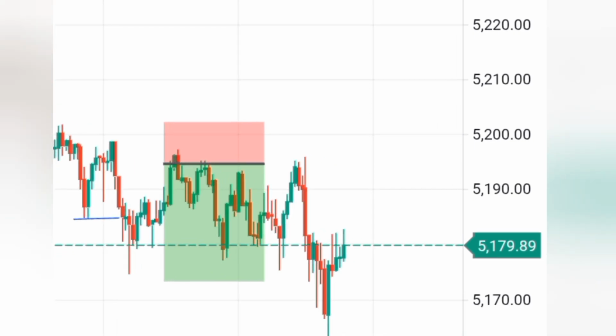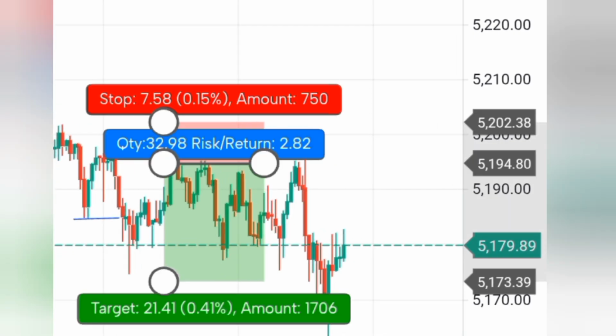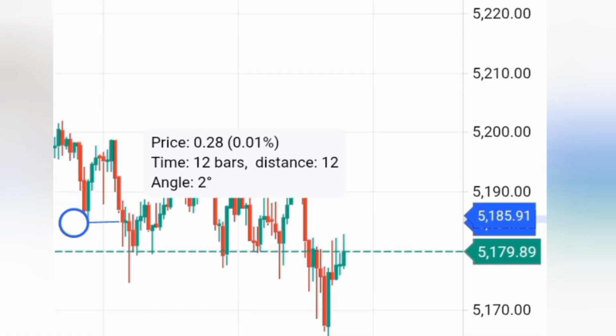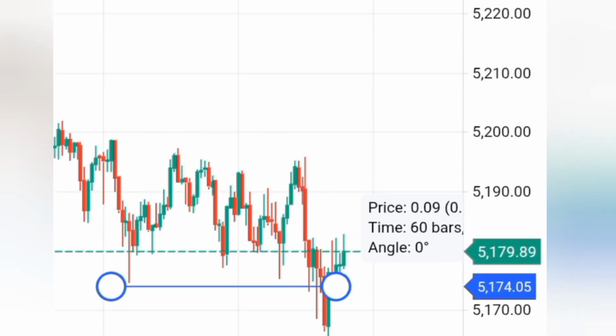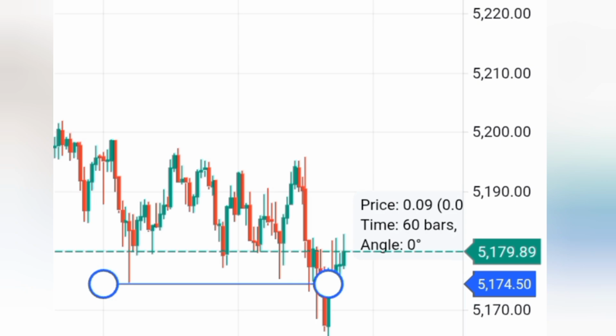This is a strategy where you wait for the market to break either a low or a high. After breaking the high or the low, you wait for the retracement to a zone. Now, for example, this is another trade. The market broke this low.